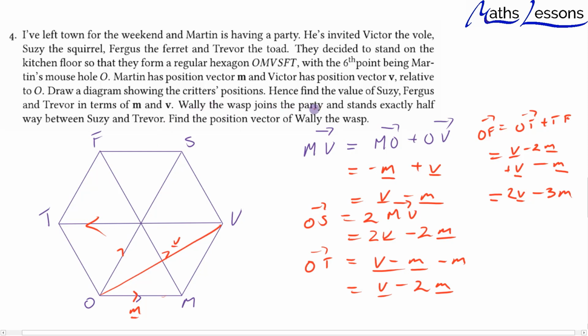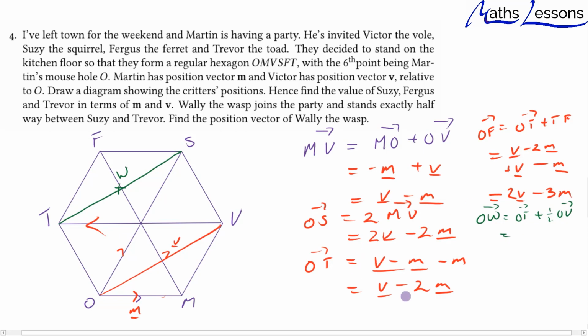Now last, we've got Wally the Wasp joins the party and stands exactly halfway between Susie and Trevor. Let's just put that in green, shall we? There's Wally. And he's going to stand exactly halfway between Trevor and Susie. So we've just got a half OT plus a half TS. Now half TS is a half of OV. So we've got OT, so OW, there's W, will equal OT plus a half of what OV is.